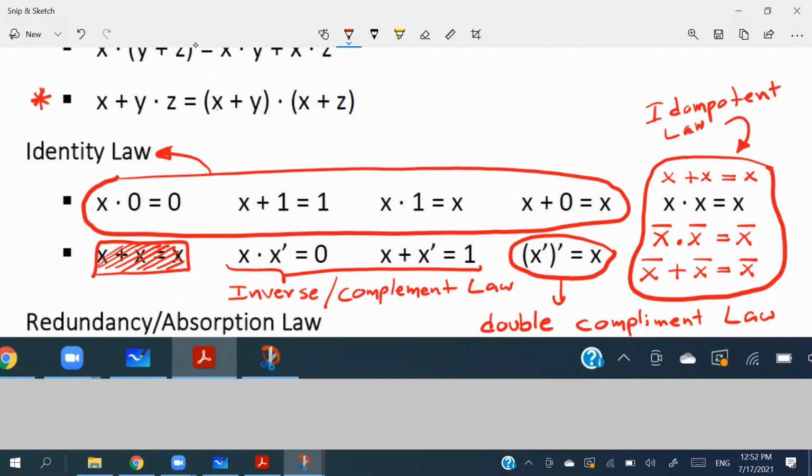Okay. Now the double complement law is very easy. We know about it: X double bar equals X. If X flows through a NOT gate, it gives you X bar. If X bar flows through another NOT gate, it gives me X double bar. That means X. Right? Okay, people, is it clear up to this point?